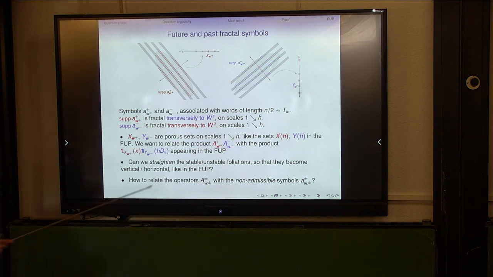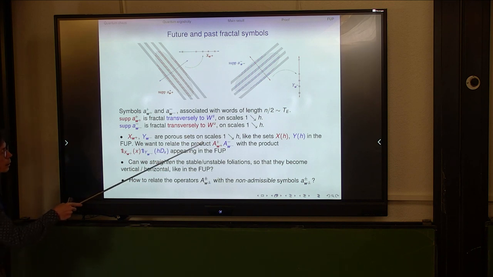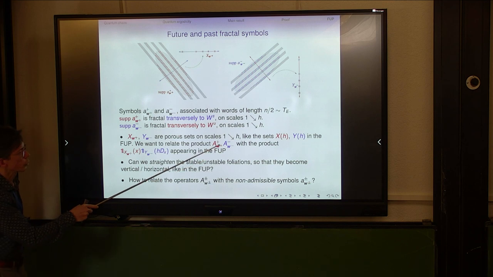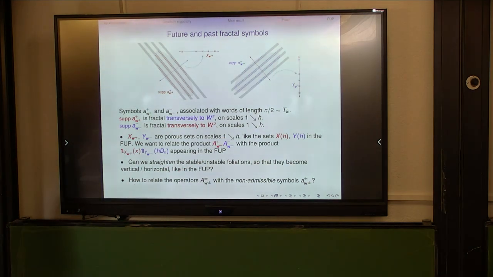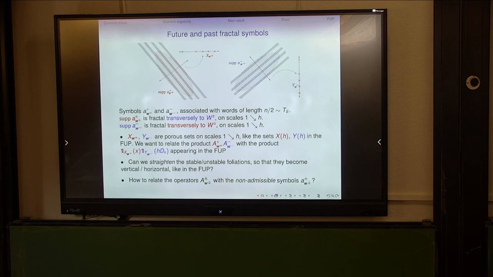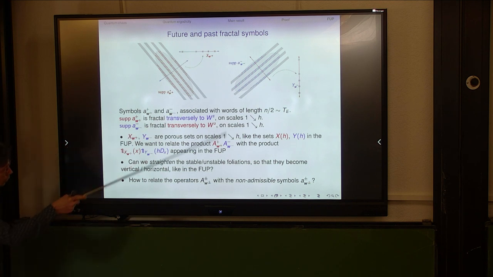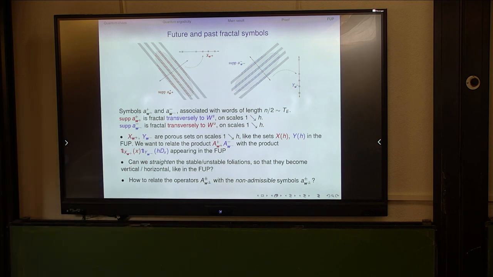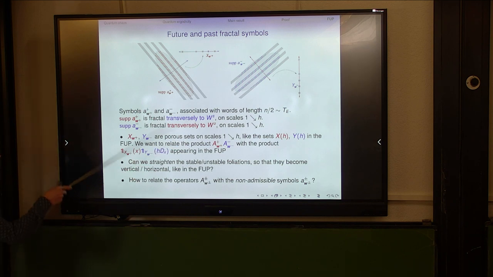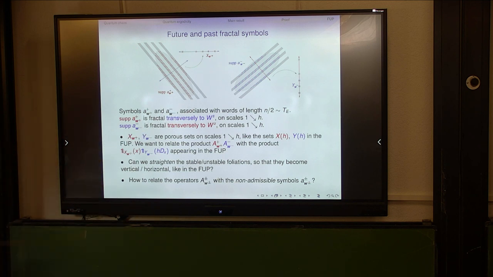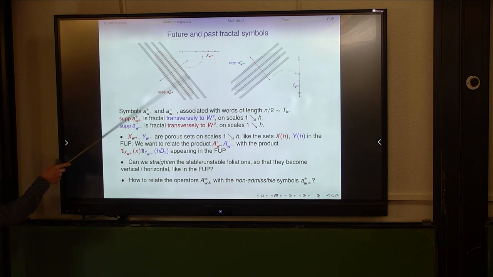So you're interested in the product of these two operators, the operator with the evolution in the future times the operator with evolution in the past, and each of them is associated with a set which is fractal in some direction, and the other one is fractal in some other direction. So what remains to be done is to connect this product, which is associated with the stable versus unstable foliation, to transform it into a product of a characteristic function on a set and its Fourier transform. So the question is, how can we straighten somehow these two objects?